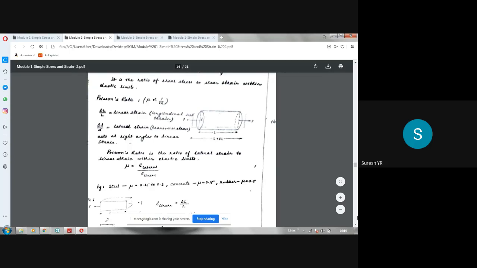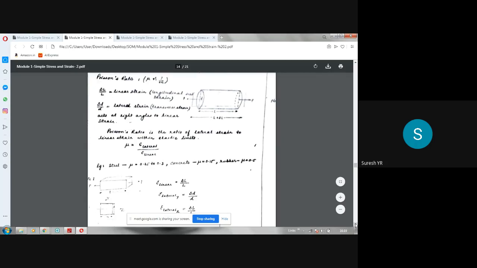All are within elastic limits only. That is why these are called elastic constants. This mu value you can take as 0.25 to 0.3 for steel, 0.15 for concrete, and for rubber it is 0.5.